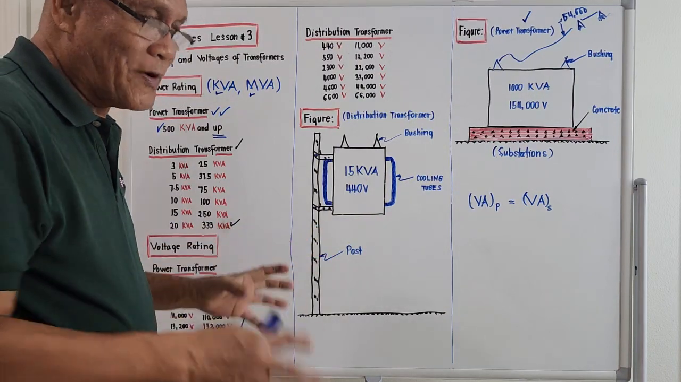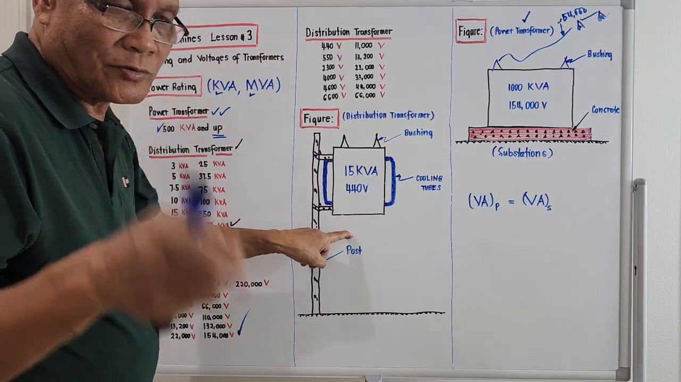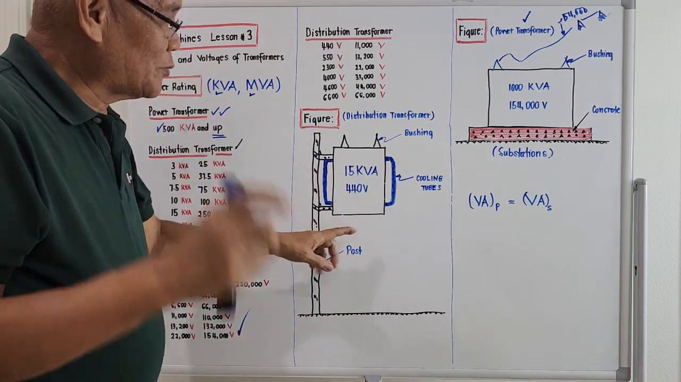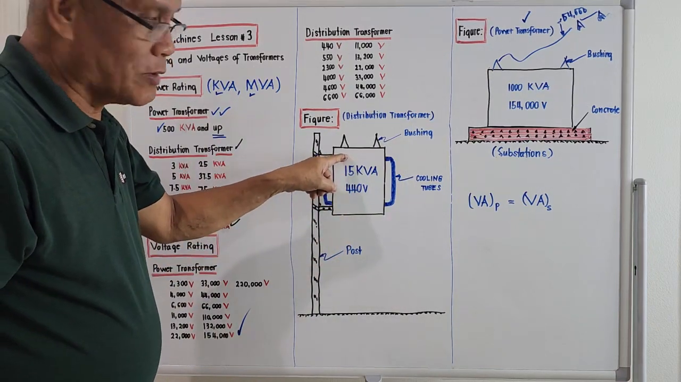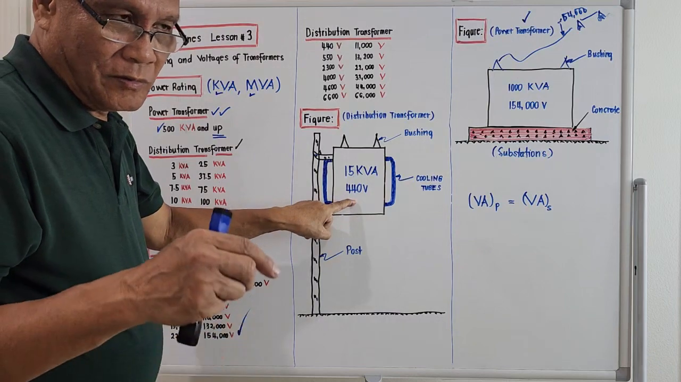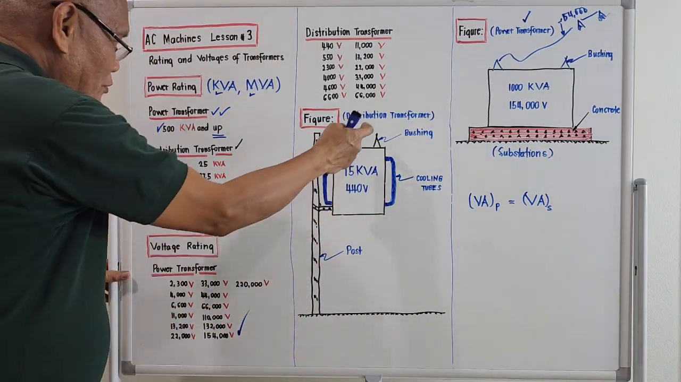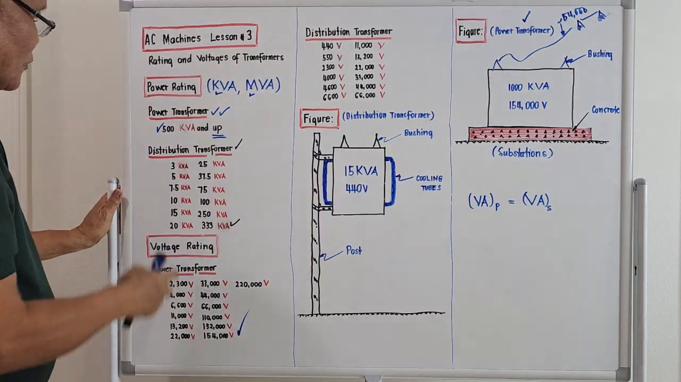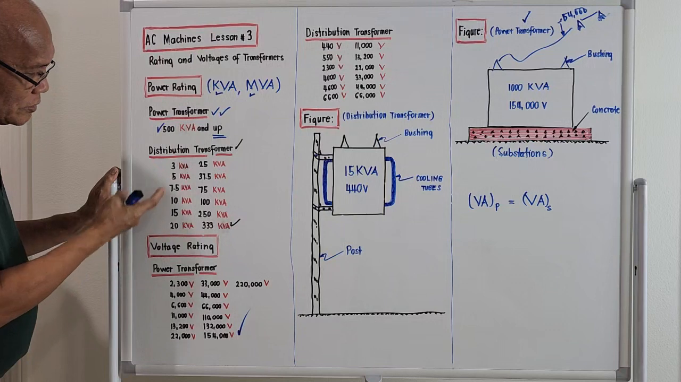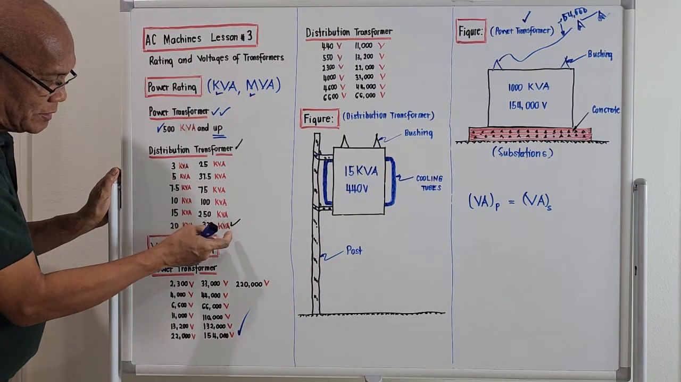So if you need more power exclusively for your company, you request a distribution transformer from the utility company. You give the specifications on what apparent power will be needed and what voltage will be required in your company. That's a distribution transformer. So for distribution transformers, these are the apparent power ratings: it is from 3 kVA, and the highest is 333 kVA.